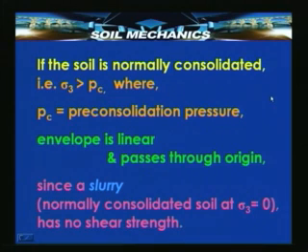So, if the soil is normally consolidated, if sigma 3 is greater than Pc, where Pc is the pre-consolidation pressure, then the envelope is linear and it will pass through the origin. Now, why should the drained test envelope pass through the origin? It should pass through the origin because the origin corresponds to a pressure of sigma 3 equal to 0. A saturated soil with sigma 3 equal to 0 corresponds to a slurry, and a slurry does not have a shear strength, it is a liquid, and therefore at sigma 3 equal to 0 there will be no shear stress, no shear strength in a totally drained test. Therefore, the envelope should pass through the origin.